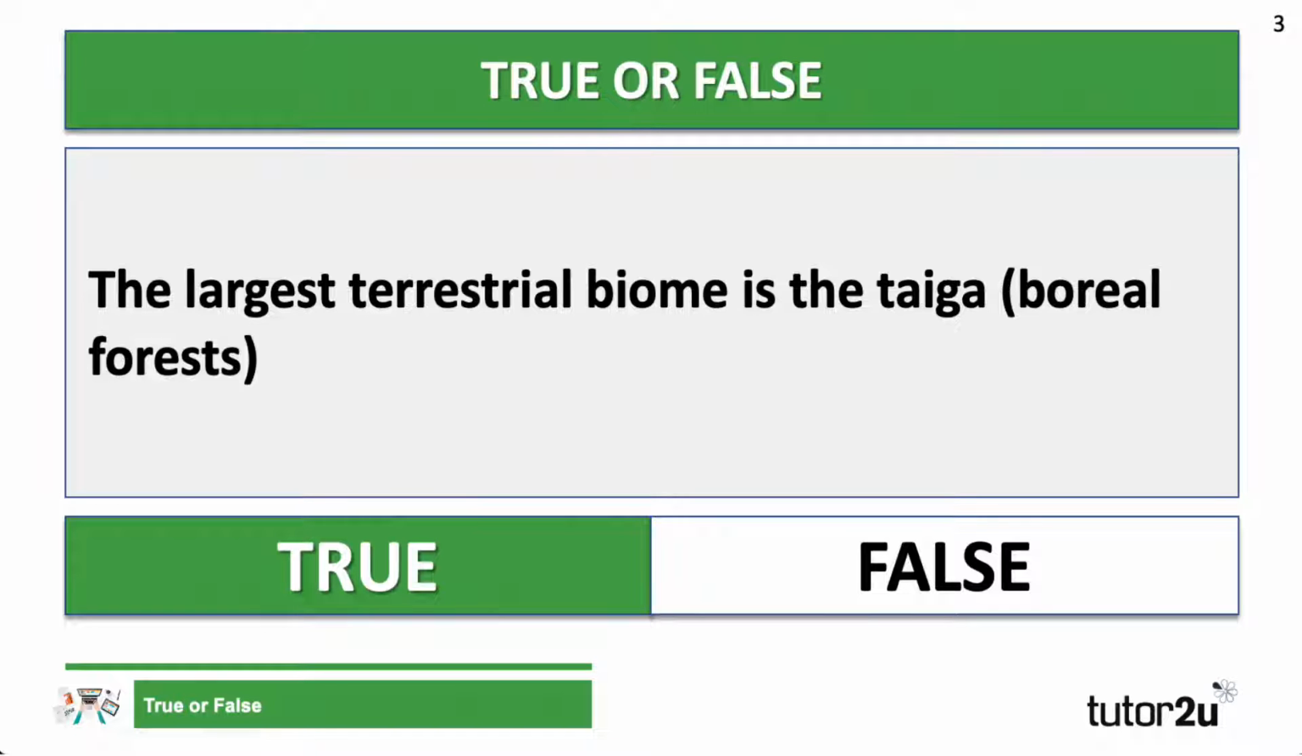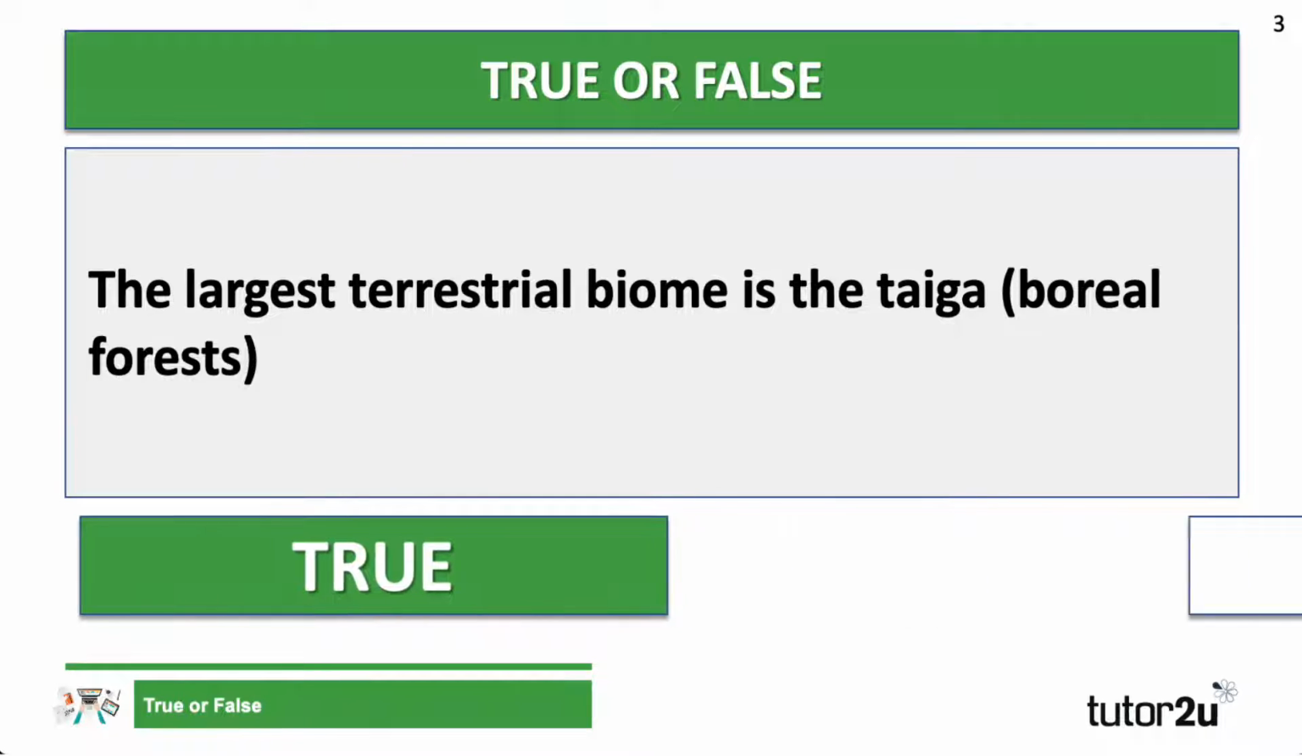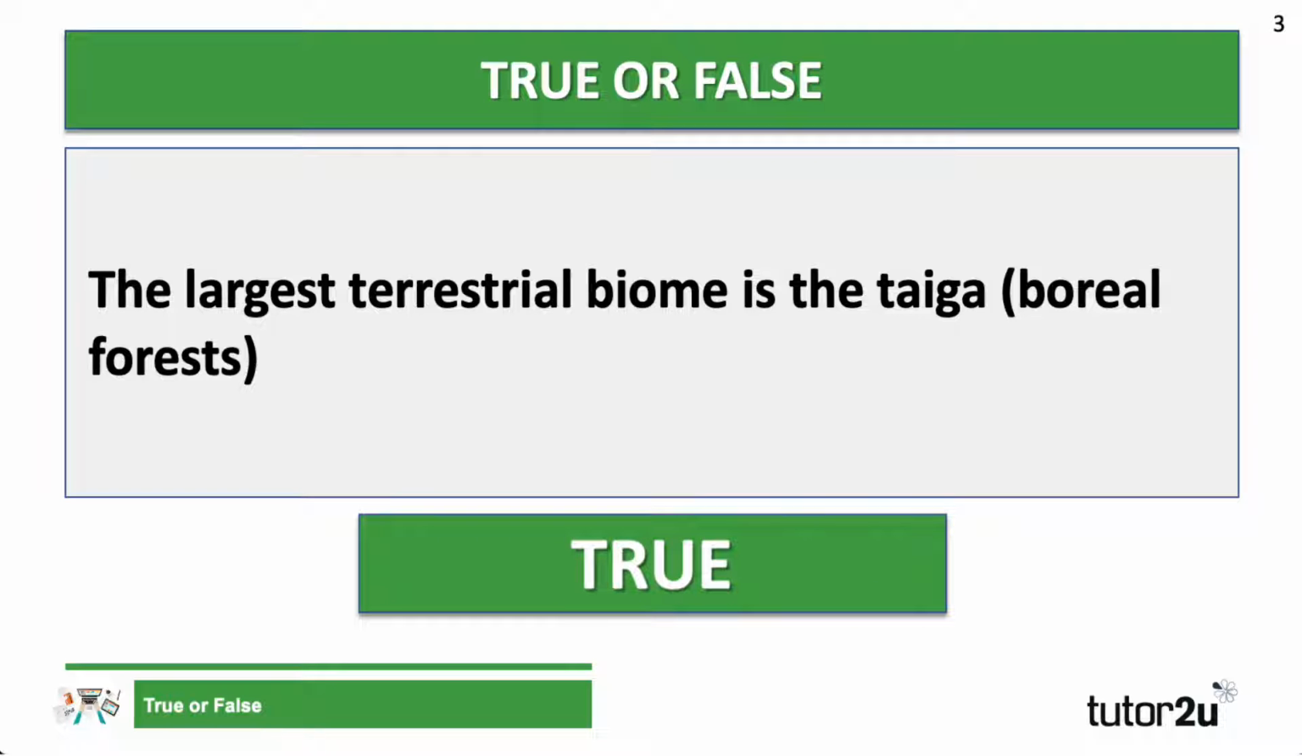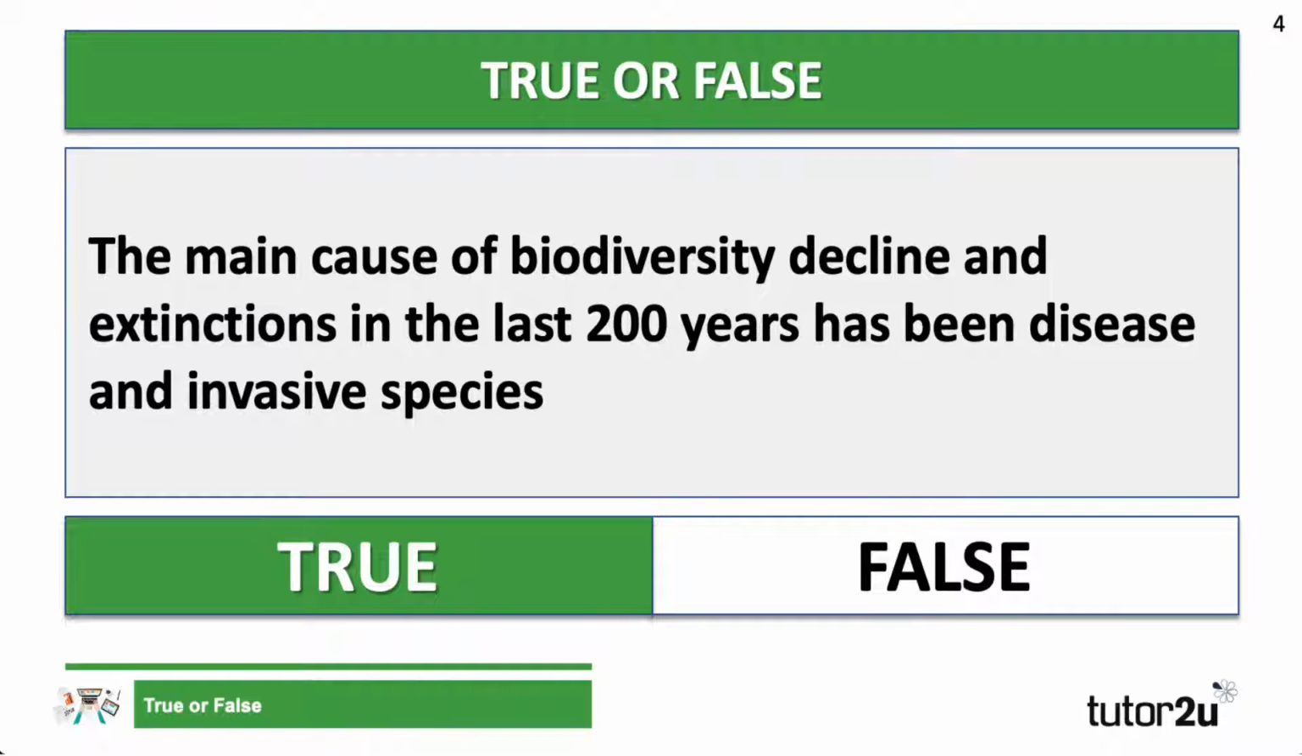Let's have a look at the third question. The statement here to analyse is the largest terrestrial biome is the taiga, which is also known as boreal forests. So is that a true or false statement? Jot down your thoughts. And the correct answer is true. That is the largest terrestrial biome. Okay, let's have a look at the next question.